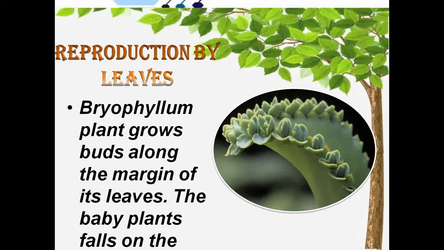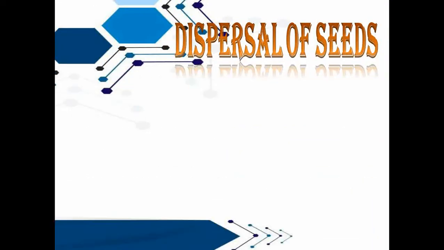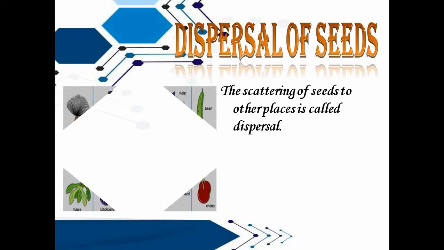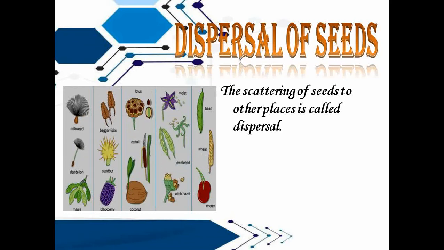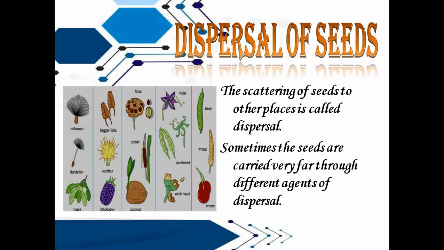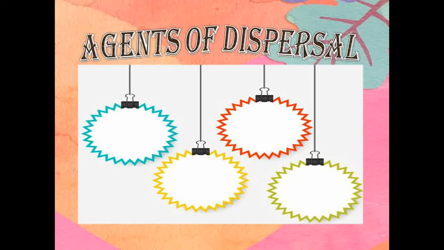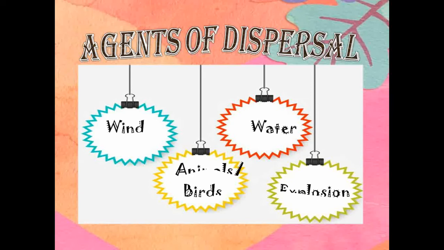Now coming on the next topic, that is dispersal of seeds. The scattering of seeds to other places is called dispersal. As you can see in the picture, these are some examples of seeds which grow with the dispersal process. Sometimes seeds are carried very far through different agents of dispersal, children. We have different agents of dispersal. Those agents are wind, water, animals and birds, and explosion.